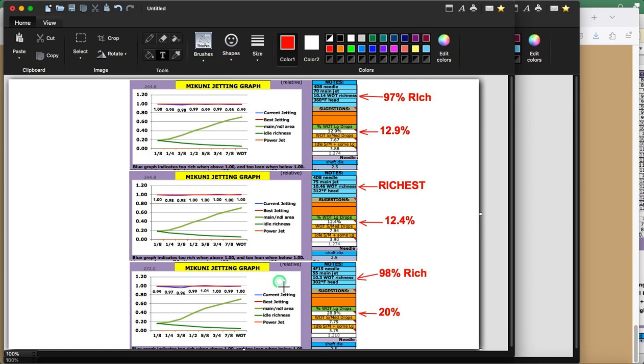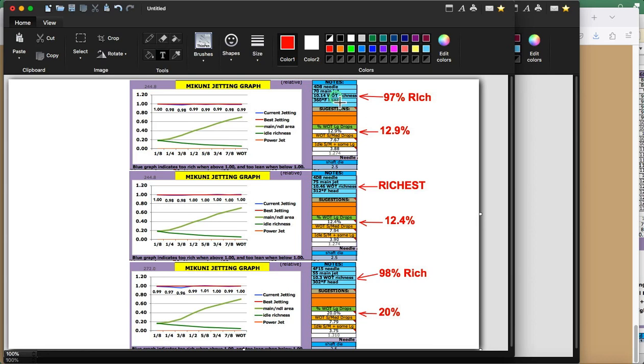So the first two are the 48 needle, and this one's with the number 70 main jet, and this one's with the number 75 main jet. The little notes are right here. This one gives the richest jetting, okay?